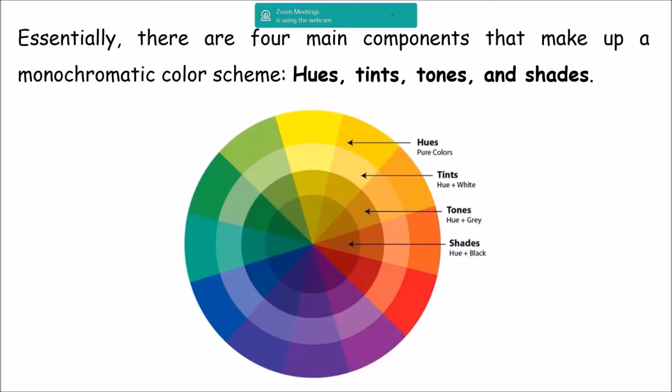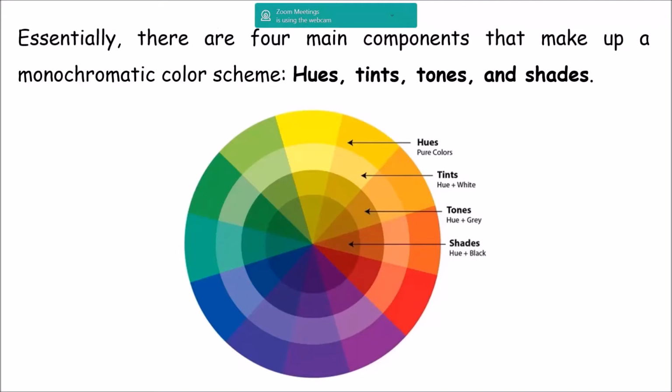So now when we look at colors, you have four main components that make up a monochromatic color scheme. First is the hue. So what is a hue? A hue is a pure color. The first color is called the hue.